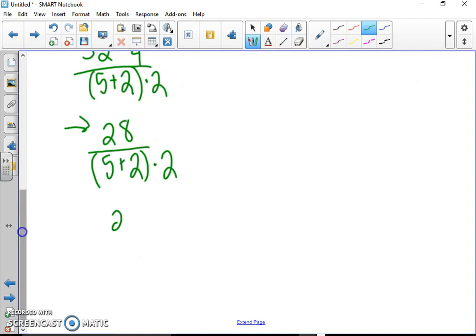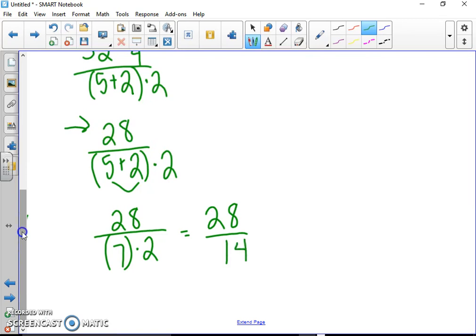bottom. First thing on the bottom is grouping symbols, absolutely. 5 plus 2. That becomes 7 times 2. We can certainly simplify that. We have 28 over 7 times 2 is 14. And then the last thing we try to do is, can we simplify this? 28 divided by 14? Absolutely. That's going to be a final answer of 2.